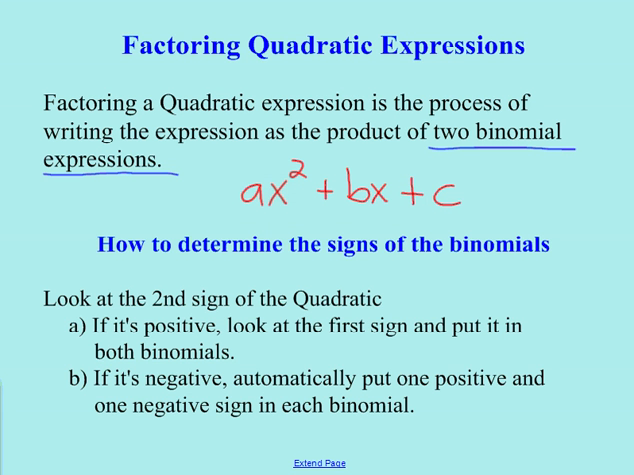If the second sign is positive, then you look at the first sign, right there, and you put it in both binomials. So if the first sign is positive, you put two plus signs in the binomials. If it's negative, you put two negative signs in the binomials. Now, if the second sign is negative, automatically put one positive and one negative sign in each binomial. These rules should make more sense as we go through our examples. So let's take a look.